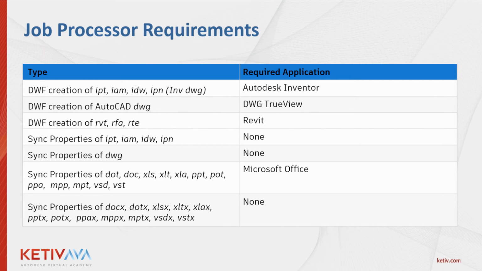So here is a quick overview, and this is available on our help site as well. Here's what we actually use when we're running those jobs. For DWF creation of IPT, IAM, IDW, IPN, and Inventor drawings, we need Inventor. For AutoCAD, we can get away with TrueView. For the Revit files, obviously we need Revit, but for many of these other applications, the job processor, as long as it has the Vault client, will run okay synchronizing properties. Some of the older Office documents do require Microsoft Office. Okay, so we need the Vault client, we need the job processor installed, and in some cases, Inventor and Revit installed as well.